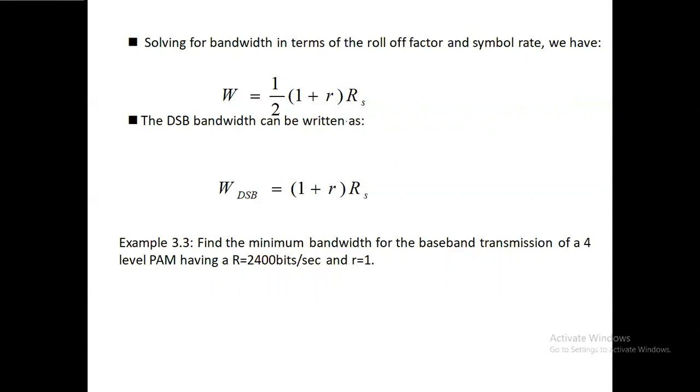You can see the notes I will upload on the LMS for further study or to see the solution of this example.